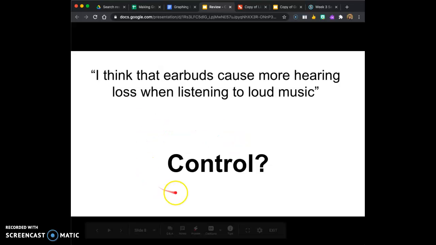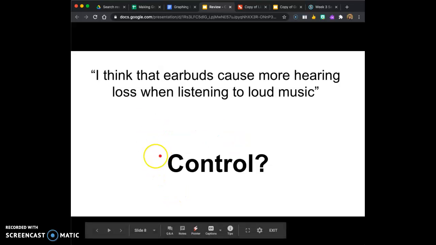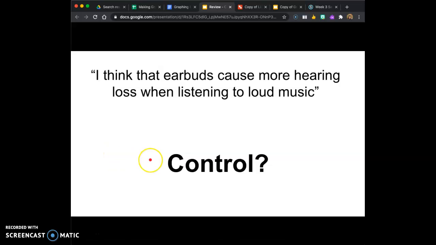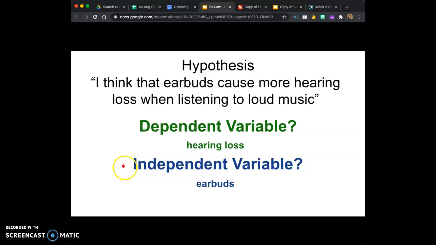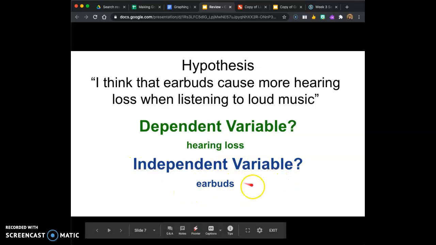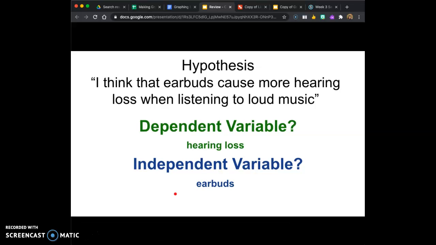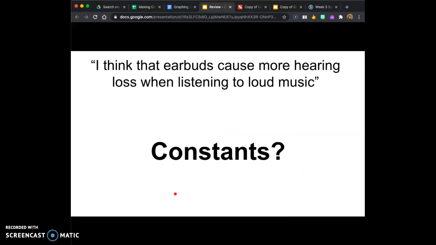So what's the control? Remember, the control is a run of the experiment without the independent variable. So if the independent variable is earbuds, the control is no earbuds. That'll make more sense as we move on. What about a constant? What needs to be the same if you were to do this experiment?